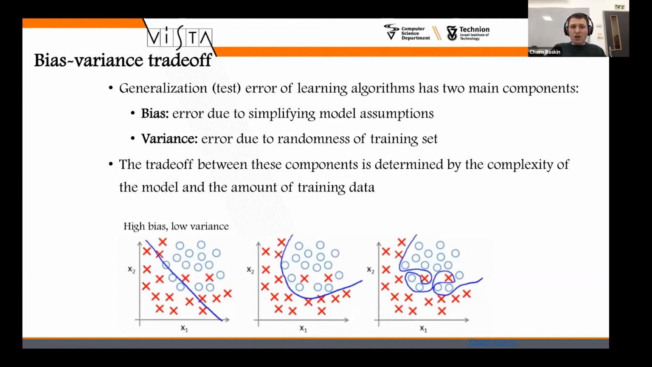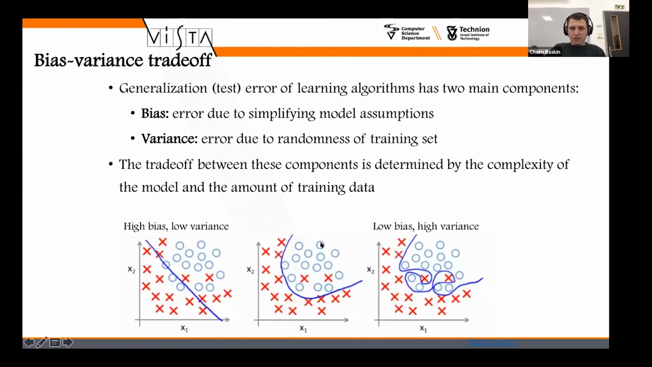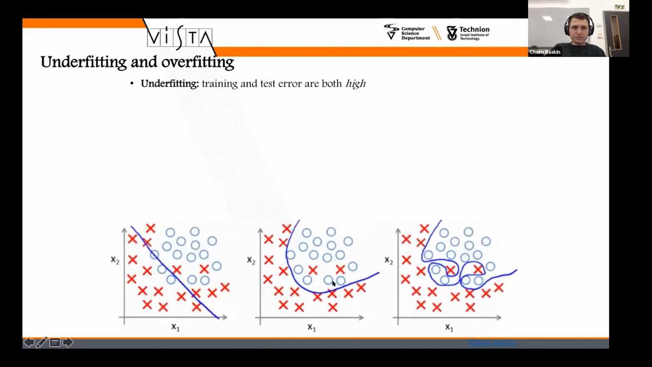High bias and low variance we can see here, because with high bias in most cases we predict consistently, and we have low variance because our variance is very small. Here we have low bias but high variance. And this one is a trade-off between them. Underfitting means that our training and test error are both high. It means that you trained not well, and you should change your training schedule.